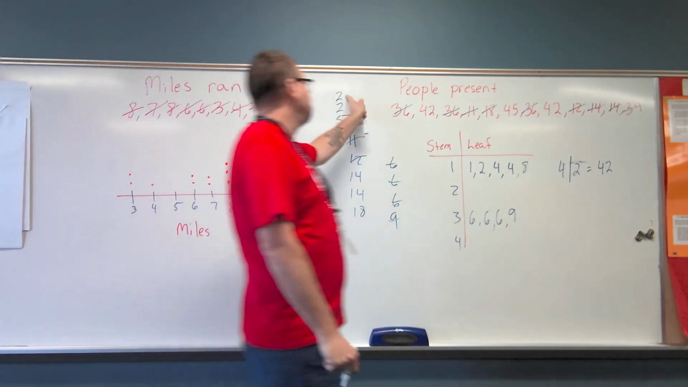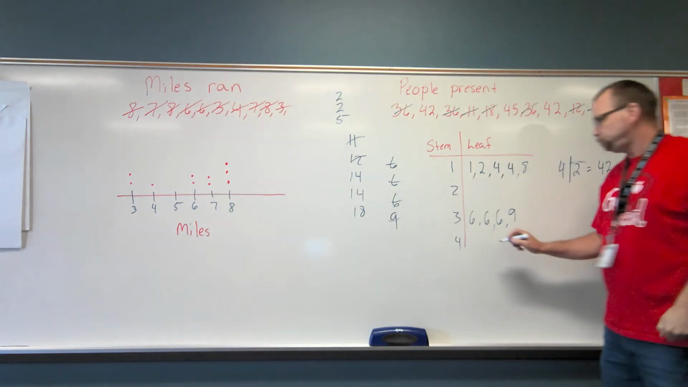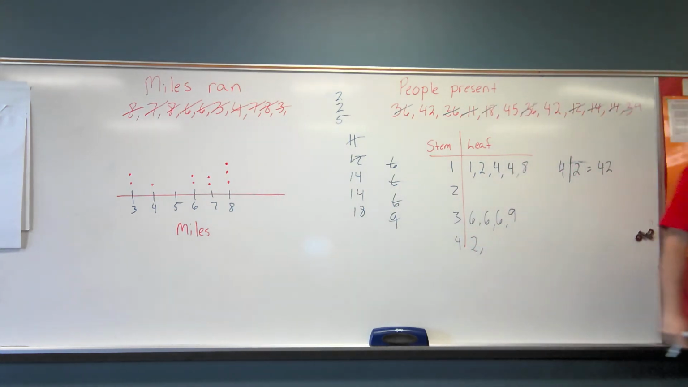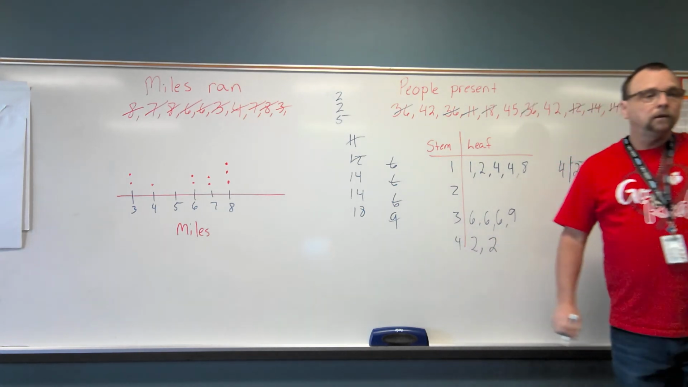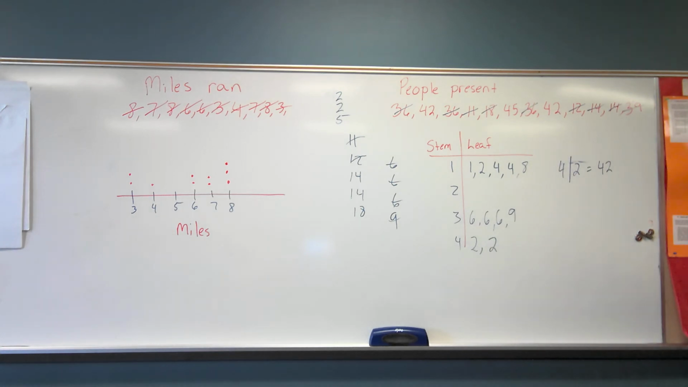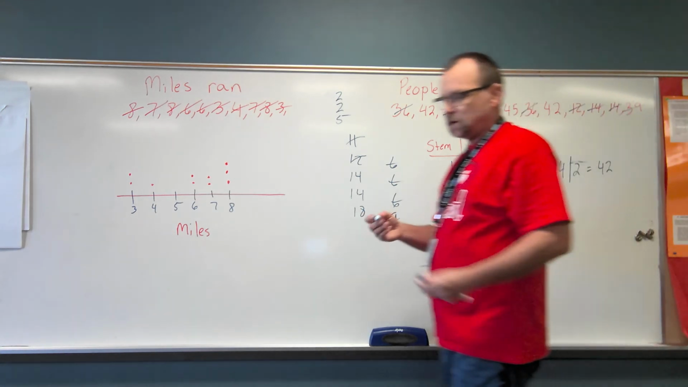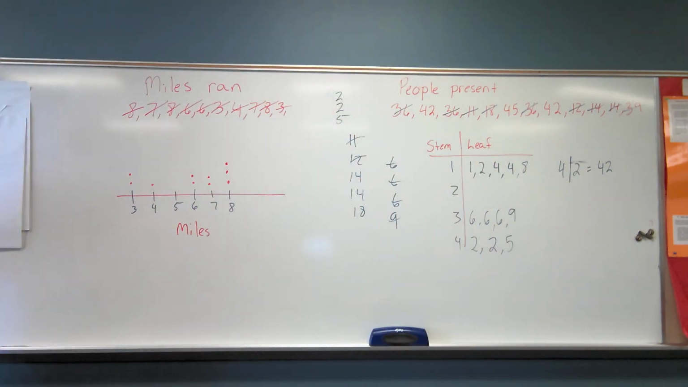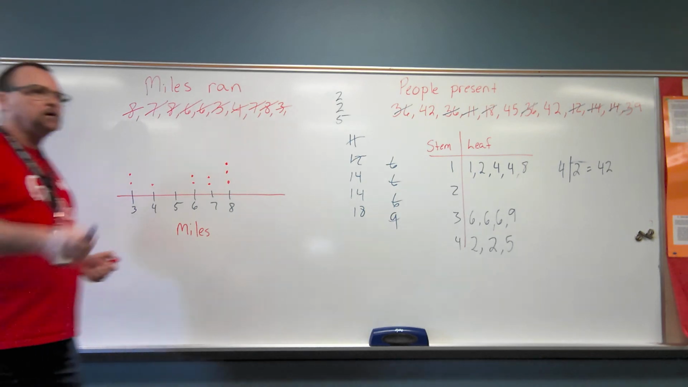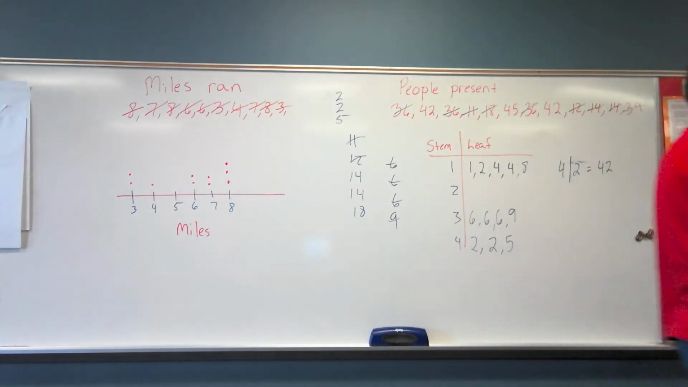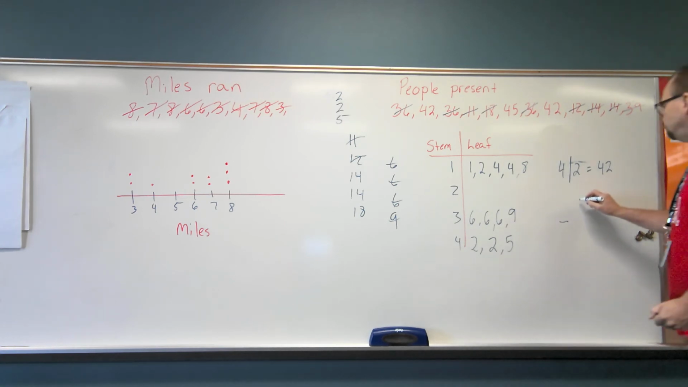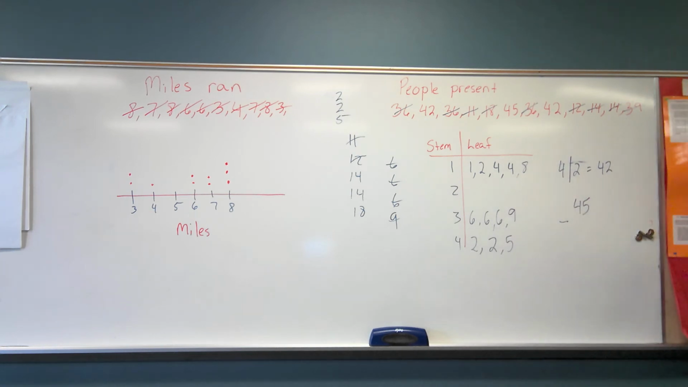All right, Travis, tell me the first number I put over here by my 4s. 2. Brianna, tell me my next number. 2. And Zoe, tell me my next number. 5. Now, one of the most common questions you're going to see when we talk about a stem and leaf plot is it's going to ask, what's the difference between the most number of people present and the least number of people present? We've already said difference is a subtraction problem. So Caden, what is the most number of people present? 45. We're going to subtract.